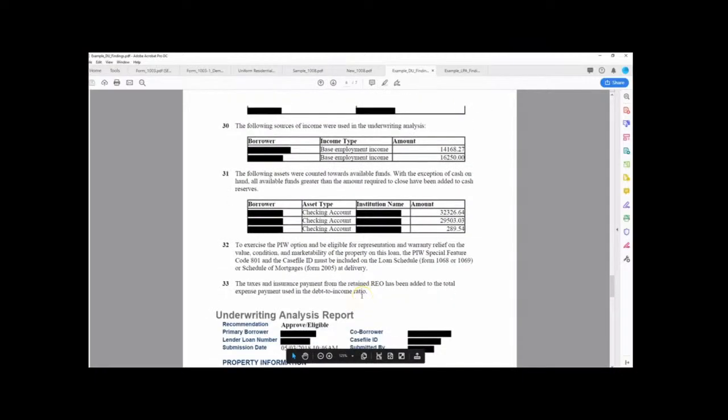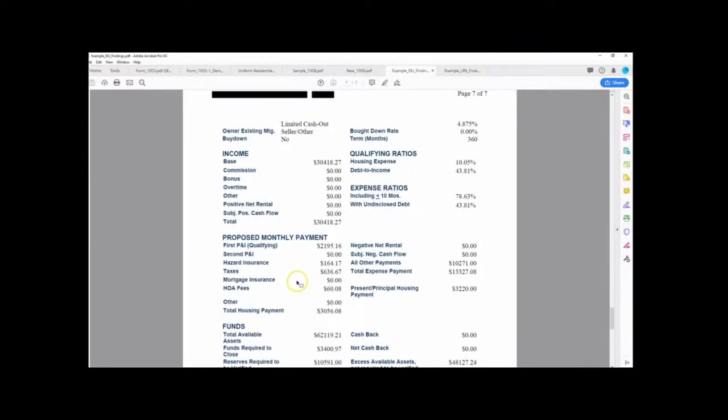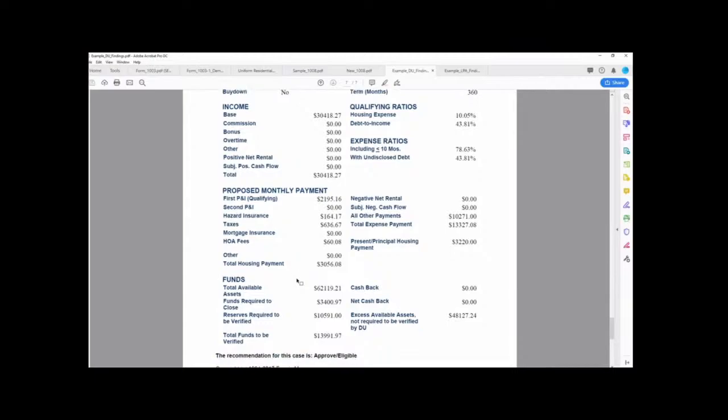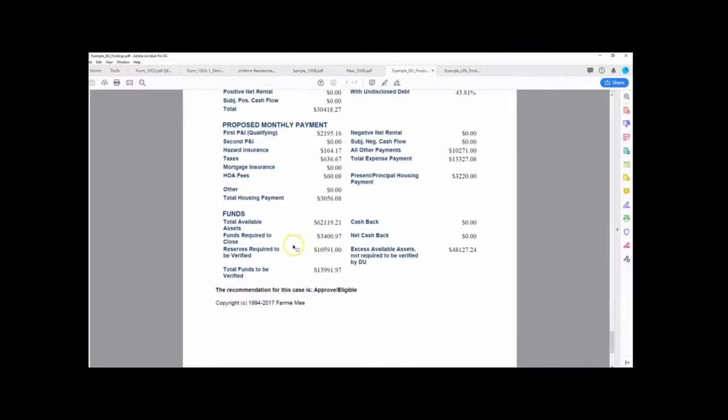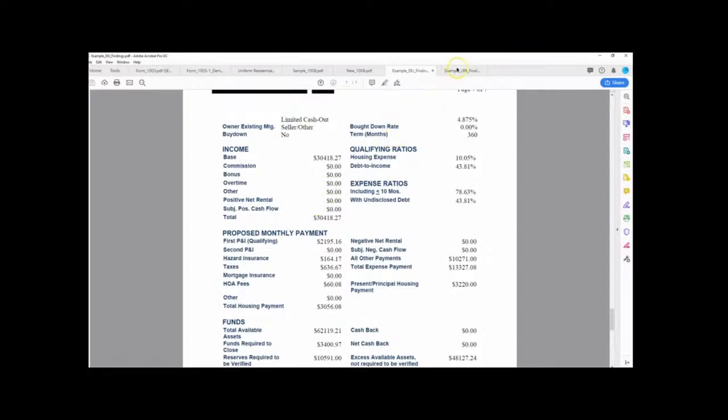Again, we're inputting everything manually. We want to make sure everything is accurate because we could make human error. And if we do that, the DU findings or LP findings will be totally wrong, and we're not underwriting the correct way. Okay. The underwriting analysis tells you like a synopsis of everything that went on the file. So it's all the numbers, kind of like a 1008. And that's it. Let's go over the LP.